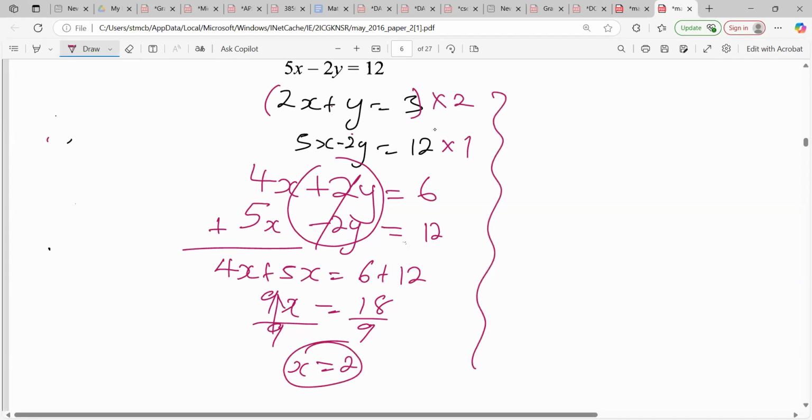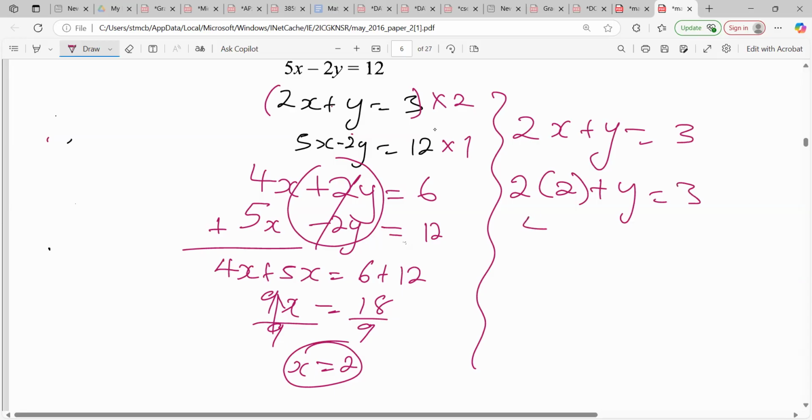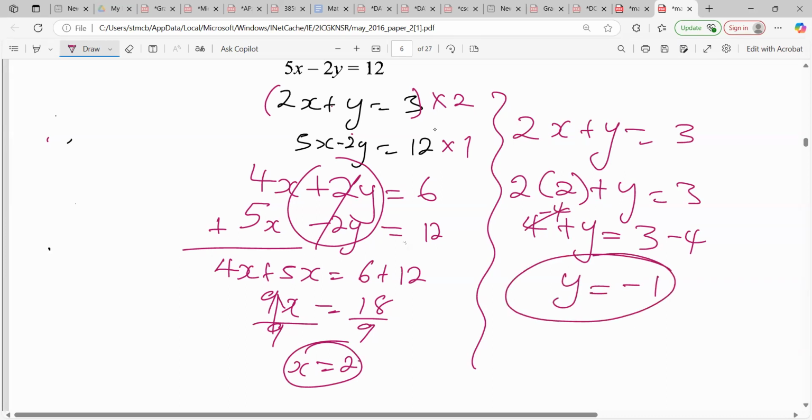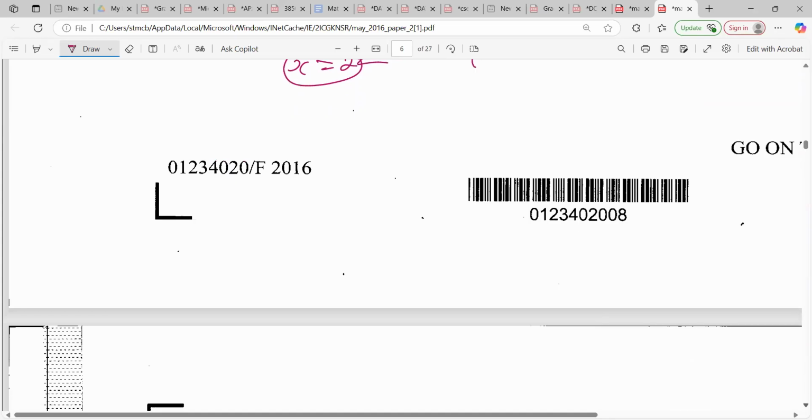I'm going to find y now. So we have 2x plus y equals 3. We know that x is 2, so we're going to substitute it, right? So 2 times 2 plus y equals 3. So 2 times 2 is 4. 4 plus y equals 3. And then we subtract 4 from both sides. So y works out to negative 1. So x is 2 and y is negative 1. Oh, we have completed. That's how it works.